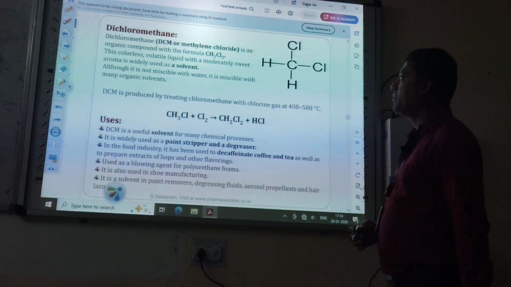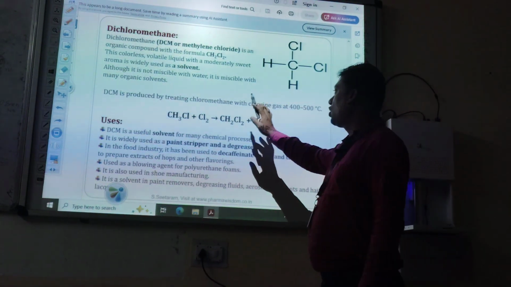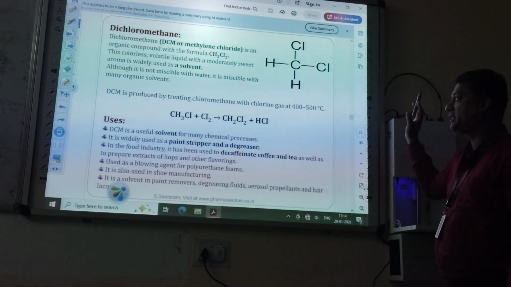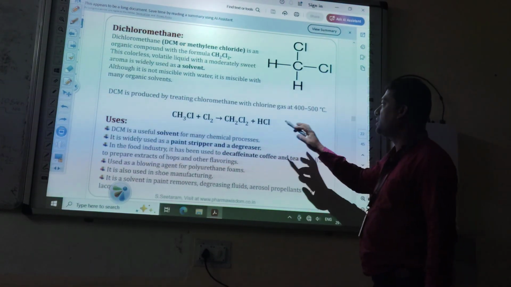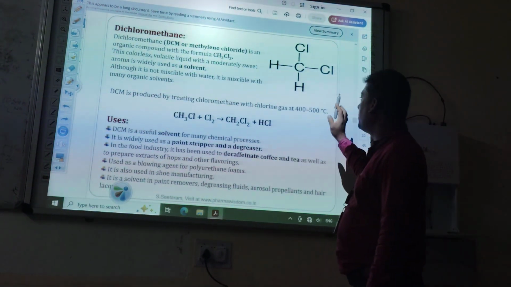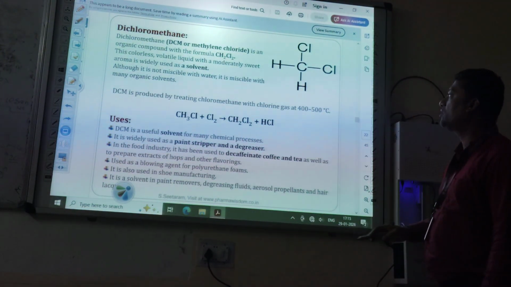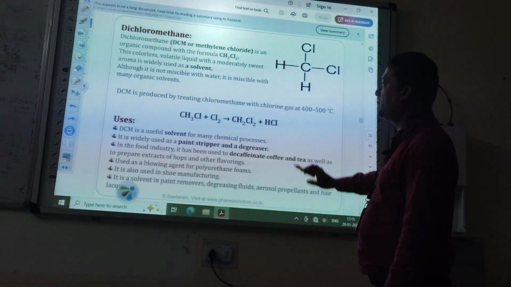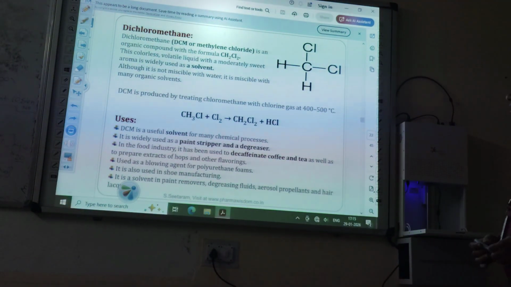Dichloromethane, DCM, is produced by treating chloromethane with chlorine gas at 400 to 500 degrees Celsius. This is chloromethane plus chlorine. At a temperature of 400 to 500 degrees Celsius, it will form dichloromethane plus HCl. And what are the uses?